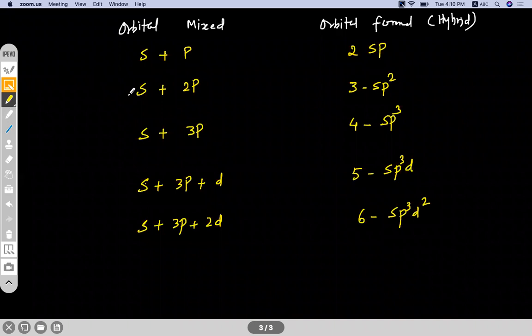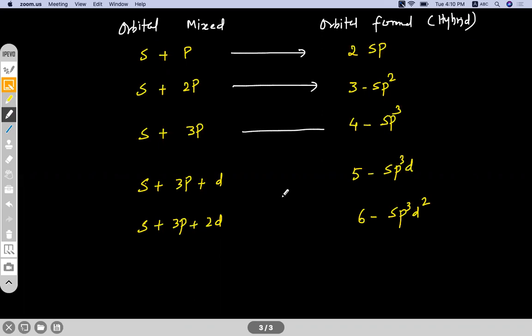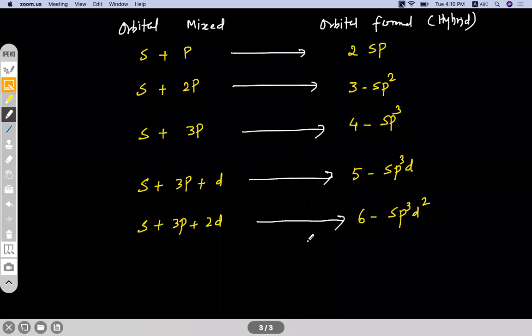So this is the hybridization we have based on the number of atomic orbitals that combine. All of you copy this down. Don't leave this.